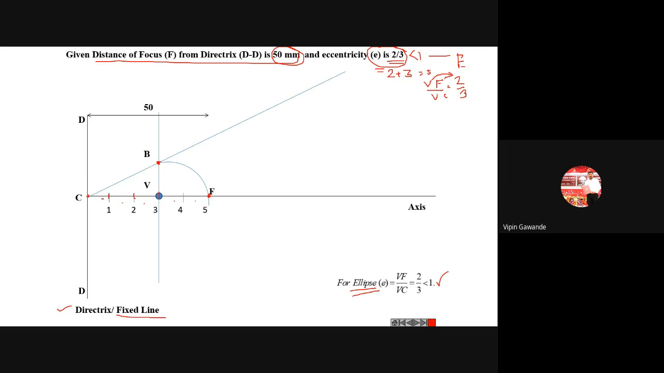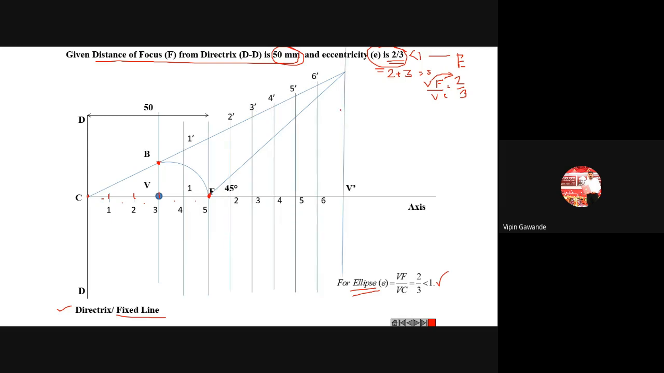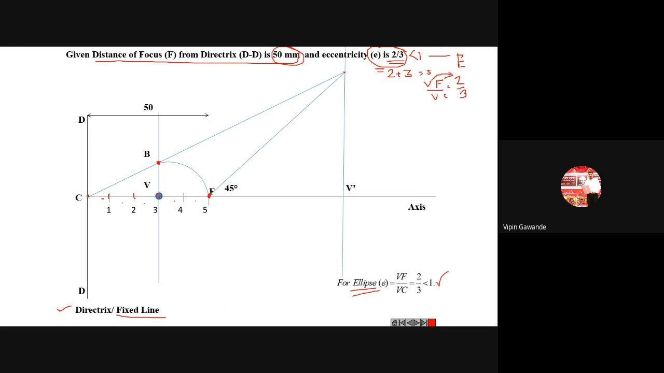Now there is one additional step in the ellipse, and not in the parabola and hyperbola. What is that? At point F, that is at the focus, you have to take a 45-degree angle and join the line. You will get an intersection. This is our B dash. The 45-degree line at F intersects our CB line at point B dash.